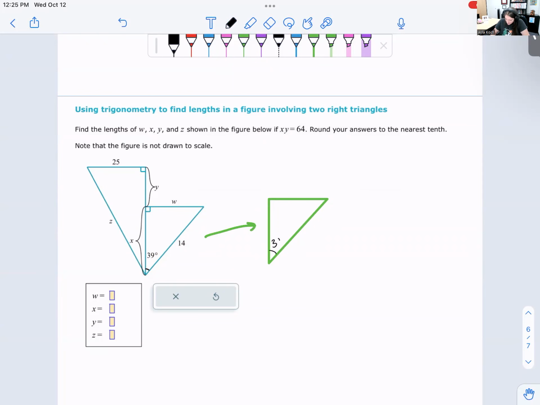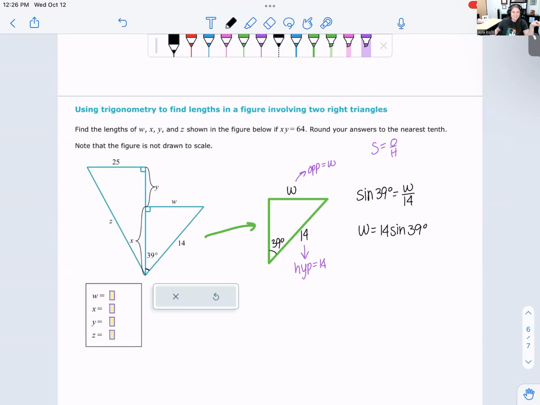We know that this is 39 degrees. We know this is 14, and we know this is W. So if I'm looking to find W, I can do that. I know that W is the opposite side. I know that 14 is the hypotenuse. Opposite and hypotenuse, that's going to be sine. So sine of 39 degrees is equal to opposite W over hypotenuse 14. That means W is equal to 14 sine of 39 degrees.